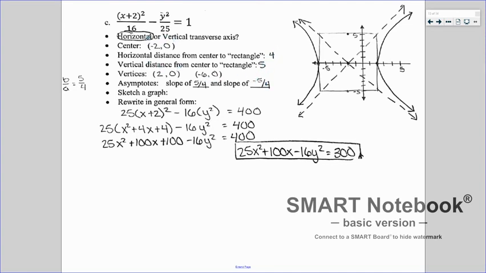The vertices, since this is a left and right opening one, I'm going to go 4 units left of (-2, 0) to get (-6, 0), and 4 units right of (-2, 0) to get (2, 0). So we're there and we're there.